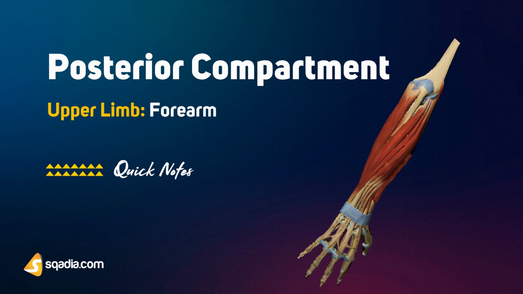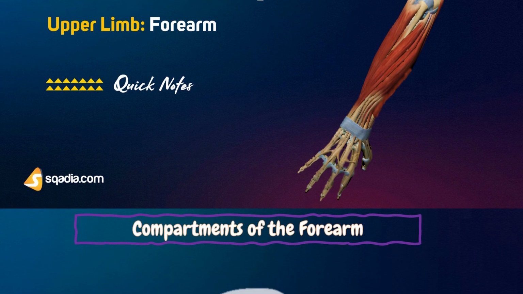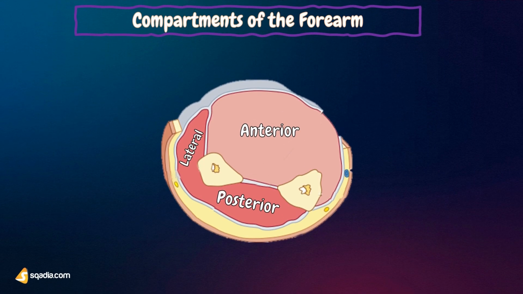In this section, we will talk about the posterior compartment of the forearm. Something to note here, at the start we talked about how the forearm is divided into 3 compartments. The lateral compartment of the forearm may be regarded as part of the posterior compartments. So here we will also go through the muscles of the lateral compartment in this section.